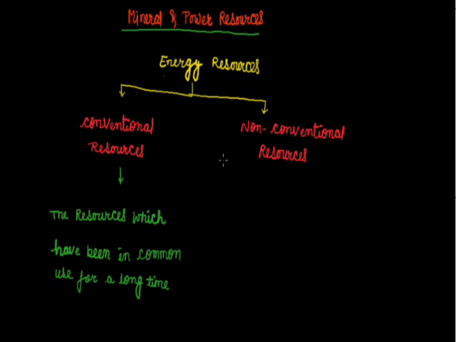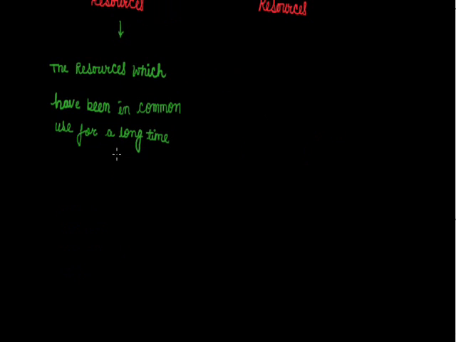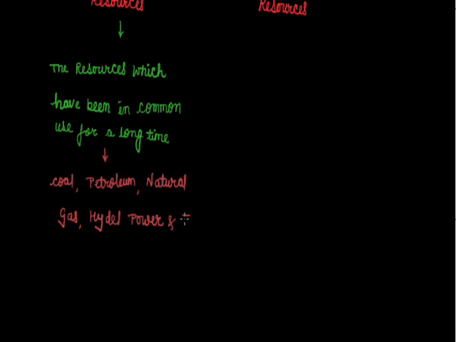In conventional resources, we can include coal, petroleum, natural gas, firewood, and hydel power also, and thermal power also.